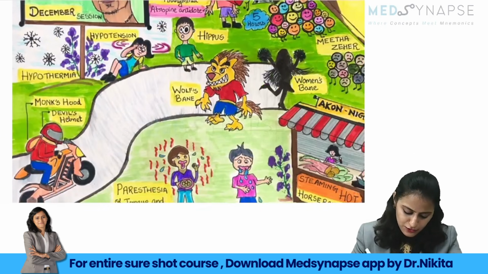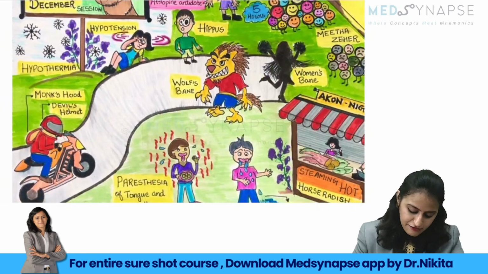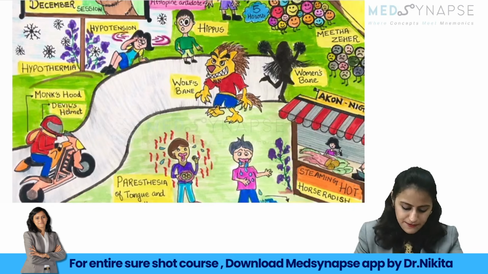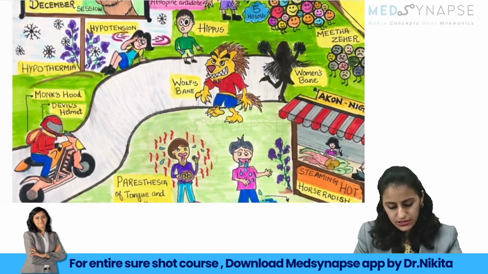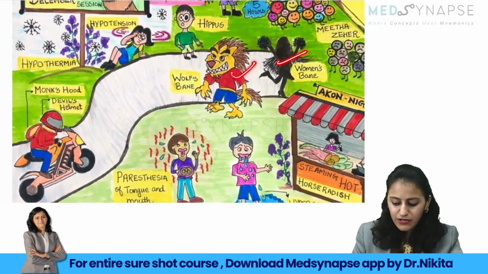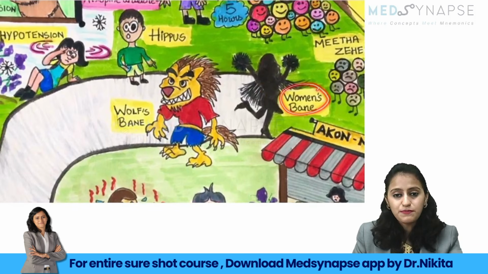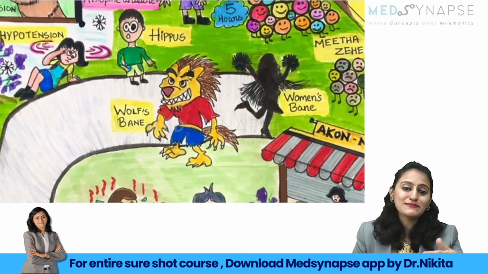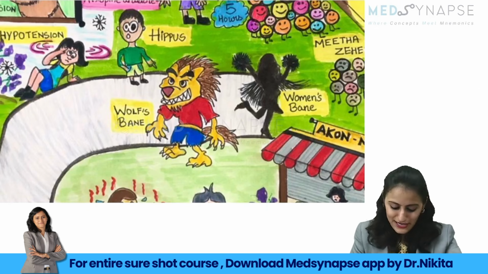How did we plan to go? We went on our bikes, wearing the helmet, wearing the hoodies. So remember, helmet is the devil's helmet, the monk's hood. These are other names for aconite. There is hypothermia, December, chilled. There were men also, there were women also, so it is also called women's bane. It is also called wolf's bane. Men are wolf: remember mesonephric duct, Wolffian duct, men.